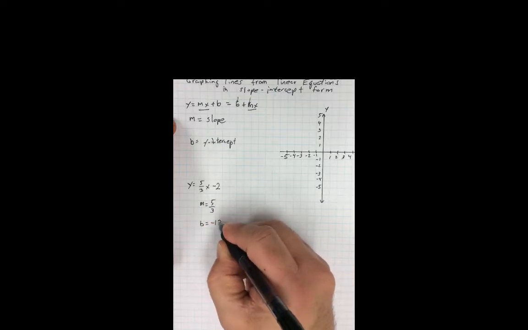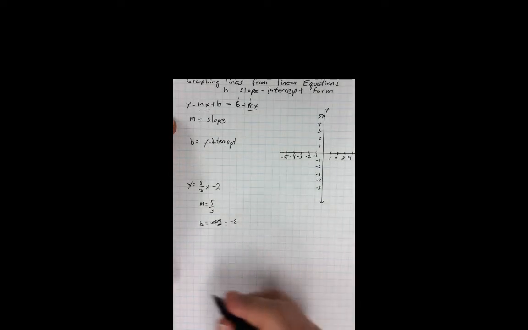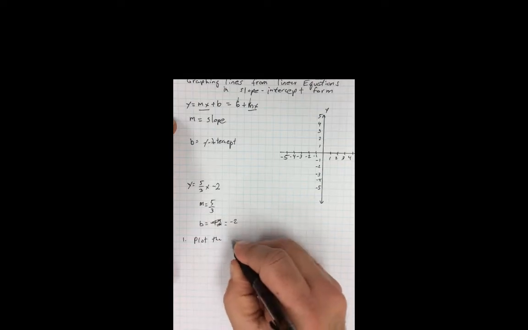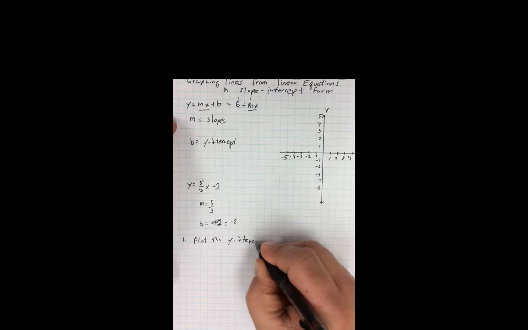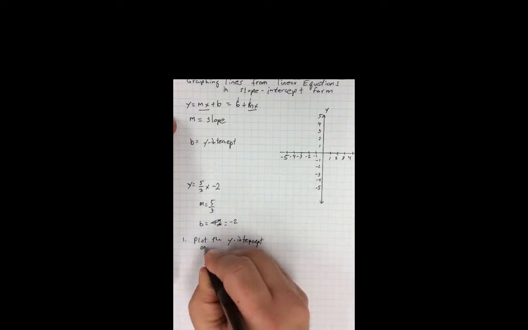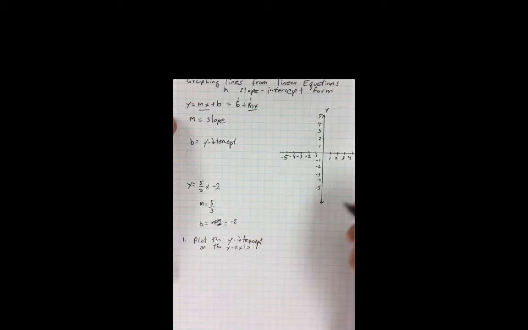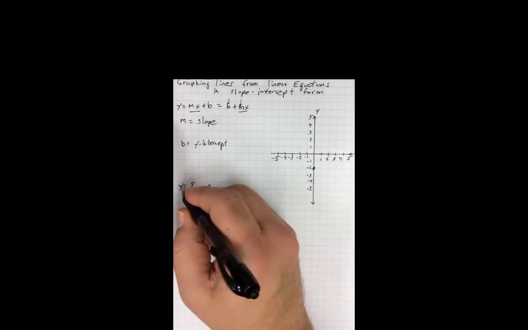Here are the steps. Step 1: plot the y-intercept on the y-axis. So we'll find b equals negative 2. Start at 0, 1, 2. We're there. That's negative 2. That's the first point on the line. Now we can use the slope.